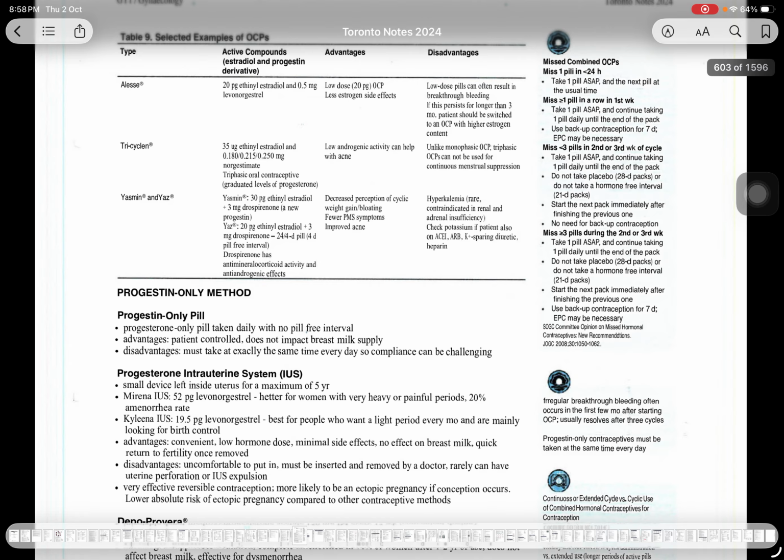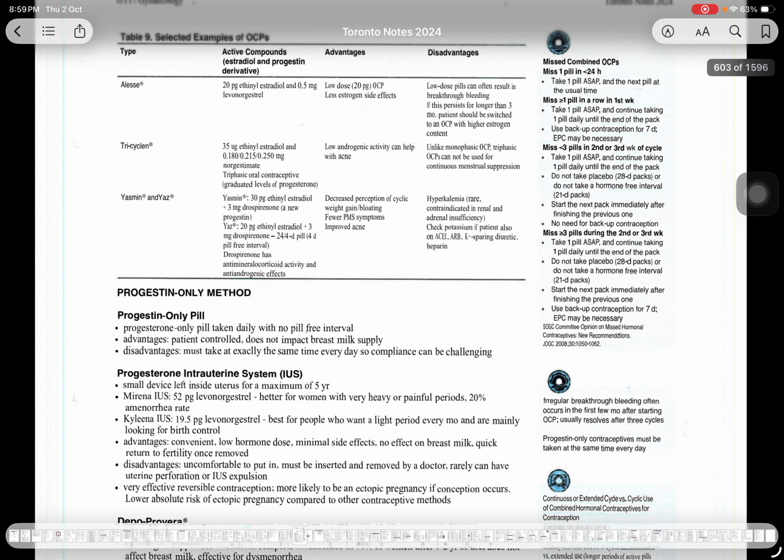So Yasmin is another good one, which is helpful for acne as well, because it has a good amount of progesterone in it. Along with that, Yaz is another one. Yaz has 4 days of pill-free, like sugar-coated pills, which give the withdrawal bleeding. So 4 days means less withdrawal bleeding. Drospirenone has anti-mineralocorticoid activity and anti-androgenic effects. So drospirenone is another one.